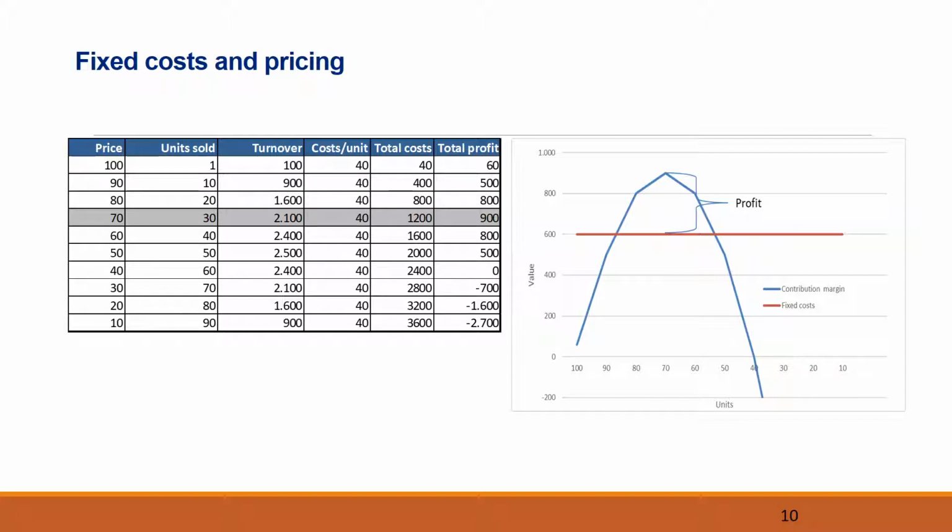In our example, the optimal price was 70, which generated a turnover of 2,100 and variable costs of 1,200 and a contribution margin of 900. Thus, this contribution margin of 900 must be enough to cover all additional fixed costs and hopefully leave a profit for the owners. The inclusion of profit can be illustrated with a chart showing that the blue contribution margin peaks at 900 with a price of 70, but that fixed costs of 600 must be subtracted.